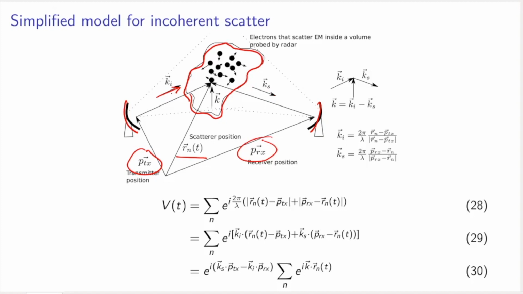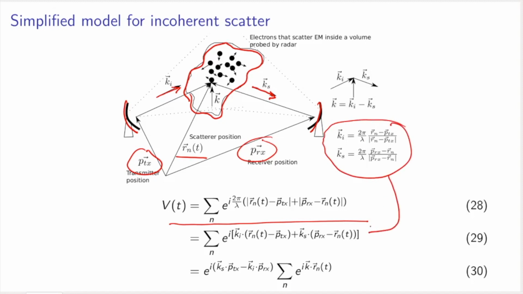After this, the scattered electromagnetic wave propagates from the electron to the receiver. This is indicated with the wave vector Ks. By adding up the contributions of scattering of all electrons within the volume, we get an expression for complex voltage, which is shown in equation 28. In order to simplify equation 28, we can use the incident and scattered wave vectors to arrive at equation 29. Finally, we can move the common and time constant terms outside of the sum and arrive at equation 30.